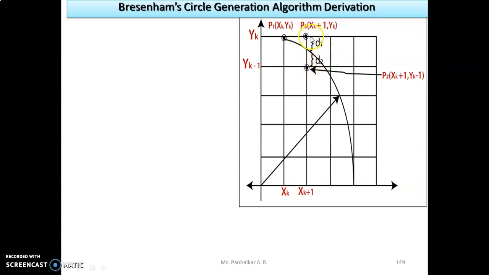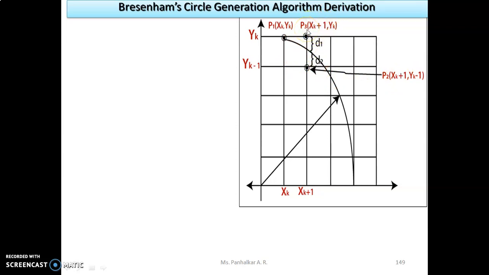Whichever is less, suppose d1 is less, then we plot the P3 pixel and ignore the P2 pixel, and when the d2 distance is less, then we plot the P2 pixel. Now when you observe the P3 and P2 pixels, either P3 or P2 gets selected, but here x is always incremented. In the P3 pixel the x coordinate is xk plus 1. In P2 also the x coordinate is xk plus 1. So either we select P3 or P2, our x coordinate is increased.